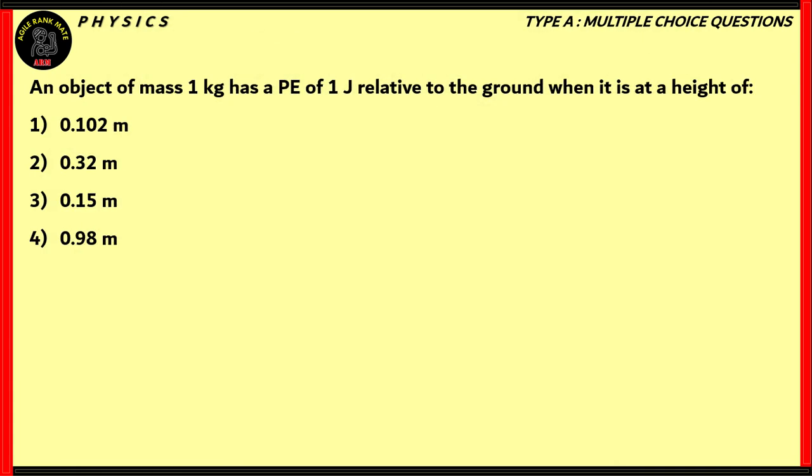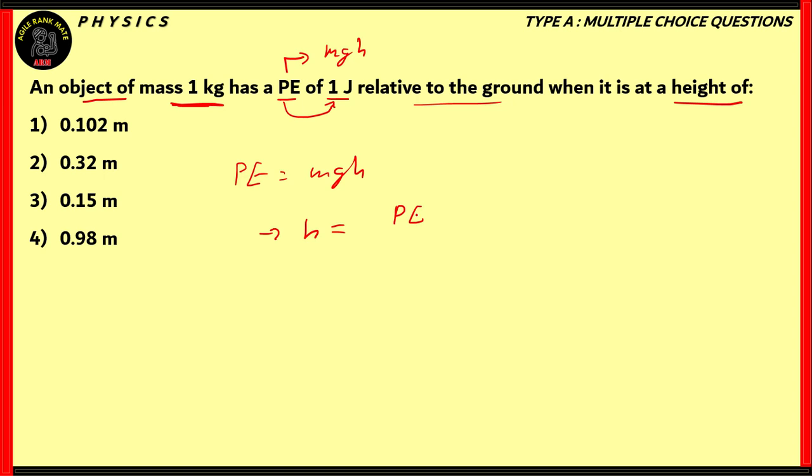Now, next question. An object of mass 1 kilogram has a potential energy of 1 joule relative to the ground when it is at a height of 0.102 meters, 0.32 meters, 0.15 meters, 0.98 meters. So we're dealing with potential energy. Potential energy is calculated as mg times h, so potential energy is equal to mgh. Then the height, which is what we need to calculate here, would be potential energy over mg.